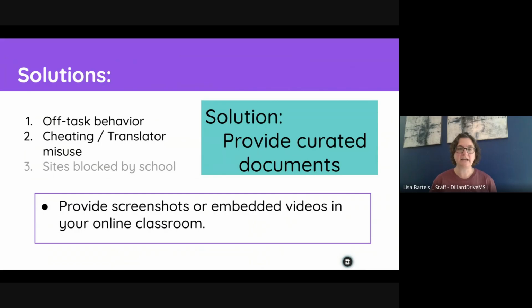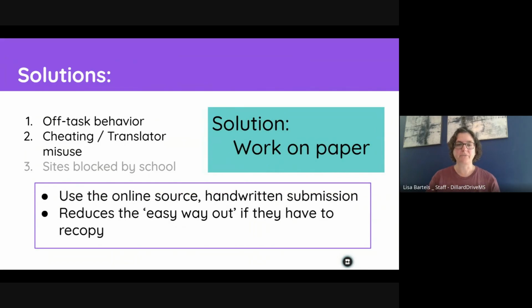So for the off-task behavior and the translator misuse, the first thing I always do is provide curated documents. So I don't just send kids to a website to say, find something. I mean, okay, I did send them to YouTube to find a video, but those are a bit older students, and they have a very specific task. But if it's a meme, I'm not going to turn them loose on the meme website. I'm going to give them the meme using a screenshot that I want them to see. I'm not going to send them to TikTok to watch this or that video. I'm going to give them that TikTok video on my online classroom, where they only have access to that one.